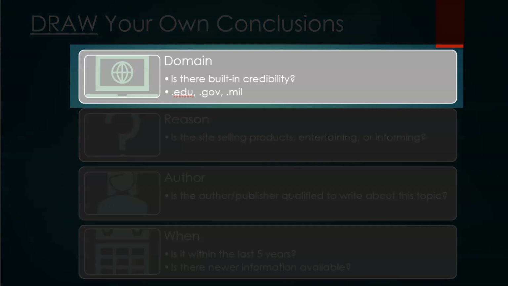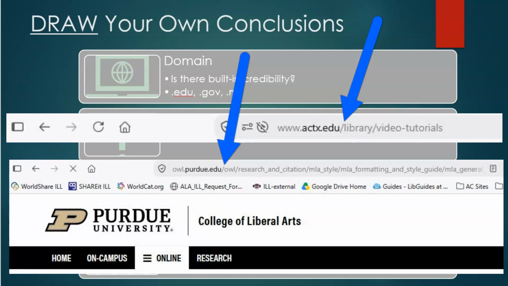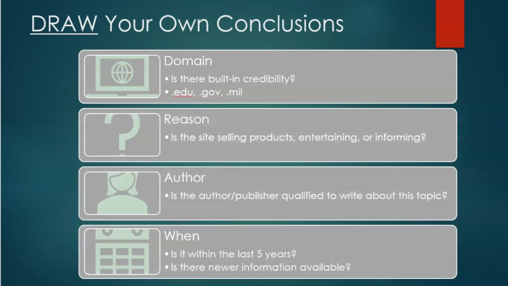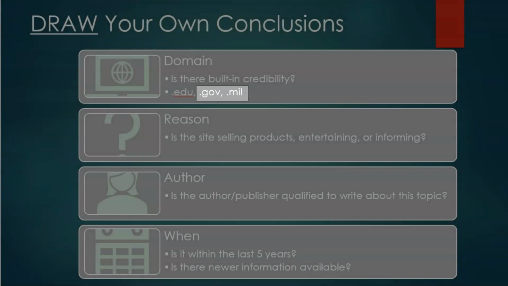The D stands for domain, which is usually 3 letters and appears just before the first single slash in a URL. AC's domain is .edu, which stands for Educational Institution. I can't guarantee that everything you find on all .edus will be accurate and reliable, but since the mission of educational institutions is to provide accurate and reliable information, we do trust them more. The other 2 domains with similar built-in credibility are .gov for government and .mil for military.